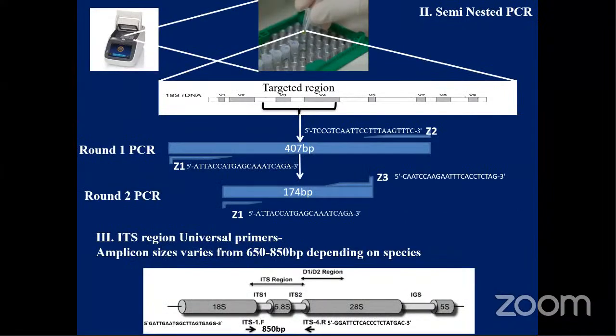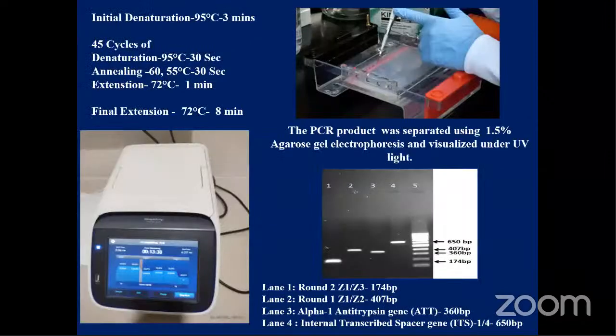In the semi-nested procedure, the extracted DNA was targeted against V3 and V4 variable regions. In round 1 PCR, we used Z1 and Z2 primers. The amplicon was read at 407 base pairs, which was the target region for round 2 PCR. In round 2 PCR, Z1 and Z3 are the primers. The amplicon was read at 174 base pairs. The samples negative for semi-nested PCR were tested by PCR with ITS region universal primers. Amplicon size of the ITS region varies from 650 to 850 base pairs depending on species.